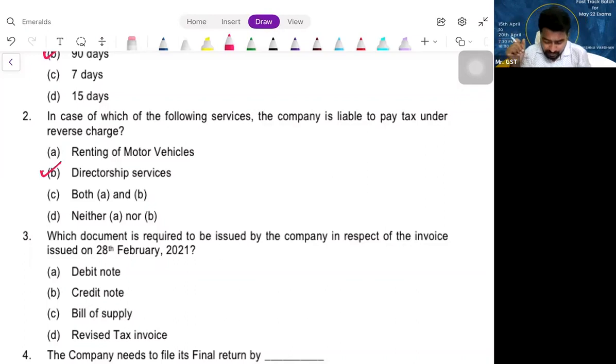Next, question number 3. Make it fast. Which document is required to be issued by the company in respect of the invoice issued on 28th, 2020? Credit note. Credit or debit? Credit. Okay. All these as of now are triple B. Fine. Let us go with the next one.